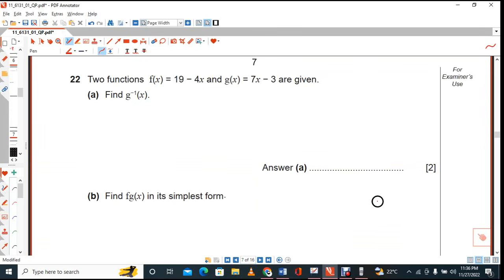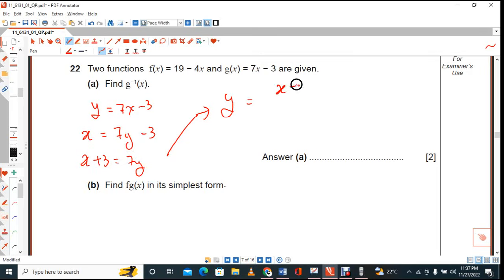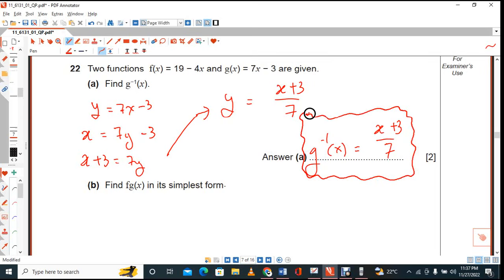Question 22. Two functions f and g are given. Now we have to find the inverse of g. So we're going to say g, y equals 7x minus 3. And then we are going to swap the letters around, making y the subject of the formula. So that's x plus 3 equals 7y. Essentially, that is giving us y equals (x plus 3) upon 7. So the inverse of g is going to be (x plus 3) upon 7. There's also another way that you can get this answer, but essentially this is 100%.